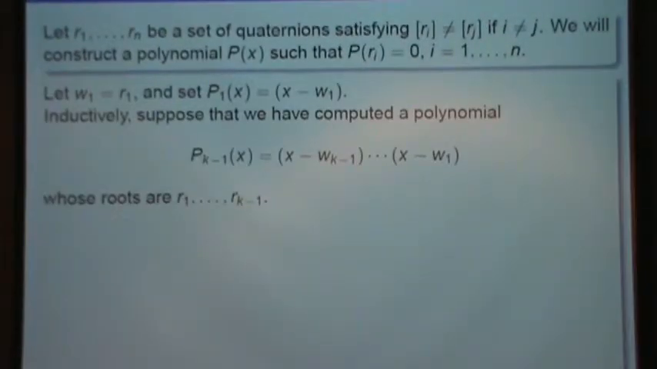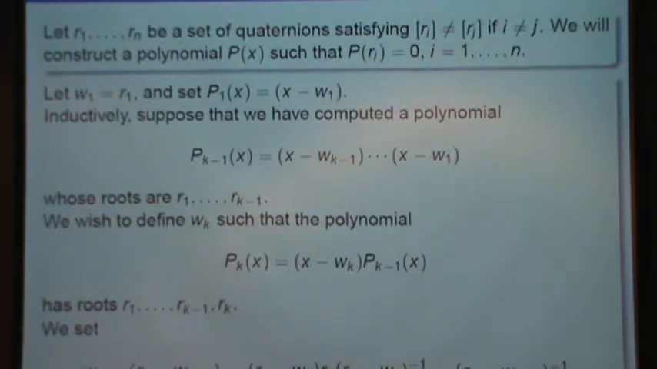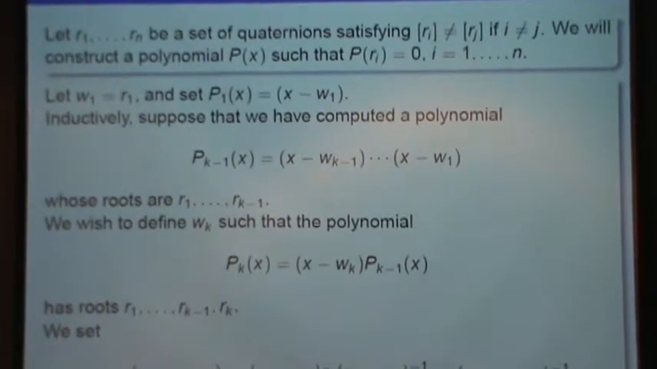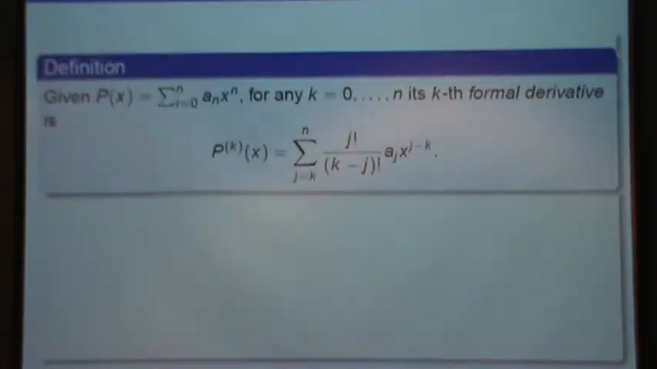Quaternion polynomials with prescribed zeros. Here I have a procedure that can construct a polynomial with prescribed quaternion zeros. And this is interesting from the point of view of polynomiography. I skipped that. Taylor's theorem and iterative methods.